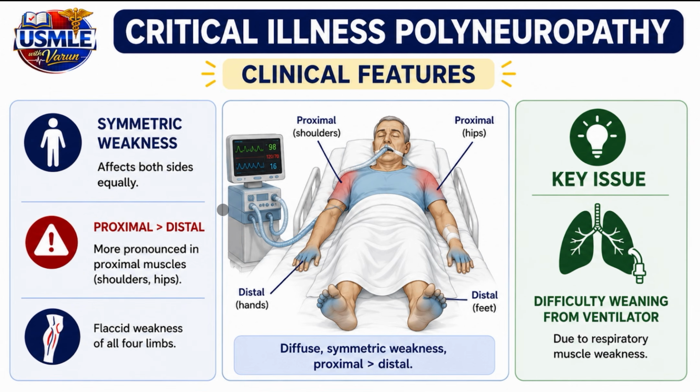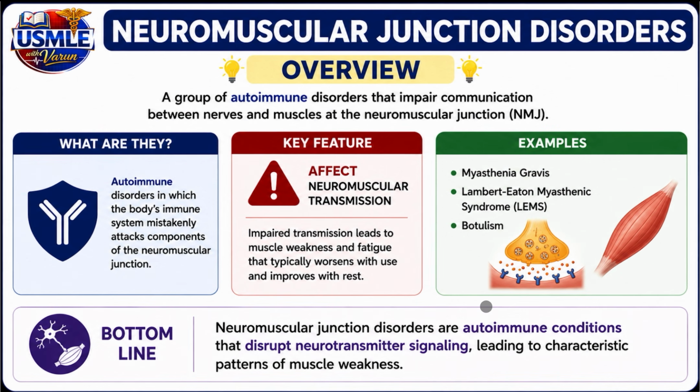These patients develop generalized weakness, often more pronounced proximally. A major clinical problem is difficulty weaning from the ventilator due to respiratory muscle weakness. So, this affects both sides equally. It is more pronounced in proximal muscles like the shoulders and hips. There is flaccid weakness of all four limbs, proximal more than distal. The key issue in critical illness polyneuropathy is difficulty weaning from the ventilator due to respiratory muscle weakness.